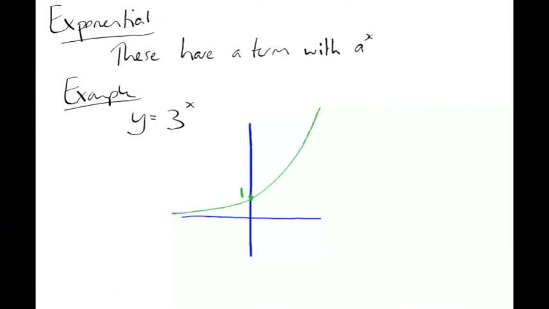All exponential curves look the same. They all go through 1, unless you've done a transformation on them.